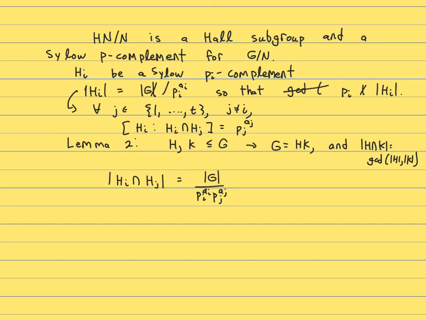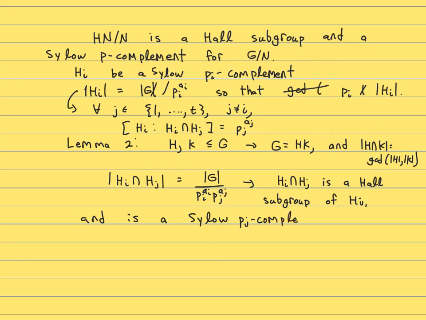And so we see where this index comes from. We also now see that these two numbers are relatively prime. And so this tells you that HI intersect HJ is in fact a Hall subgroup in HI. And it is the PJ Sylow PJ complement in HI. In particular, for every J in this set, HI has a Sylow PJ complement, which means the inductive hypothesis applies.